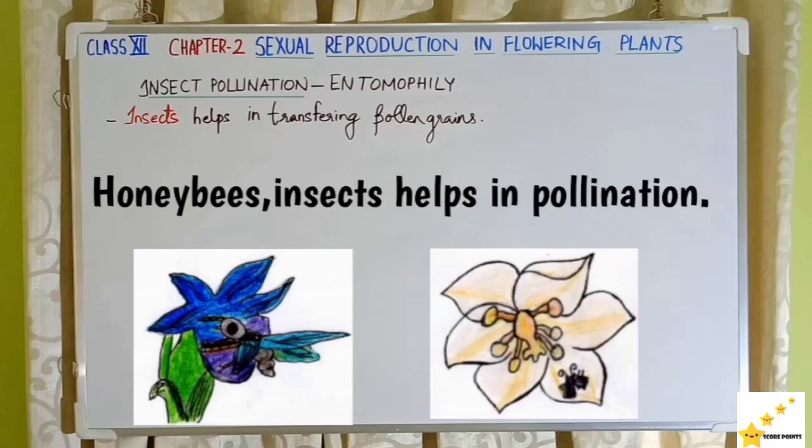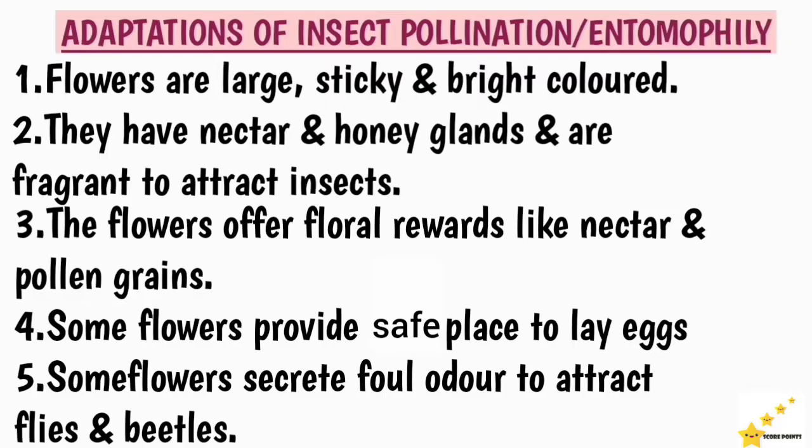Next type of pollination that you have to learn is insect pollination or entomophily. The form of pollination in which insects distribute the pollen is called entomophily or insect pollination. Majority of flowering plants use a range of animals as pollinating agents. Bees, butterflies, flies, beetles, etc. are insect pollinators.